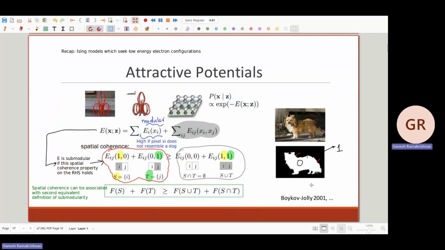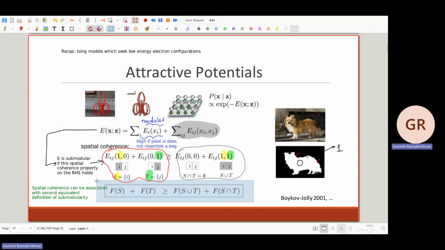So that's the first component. That's a modular function. But the second is looking at pairs of neighboring pixels and their labels, where you would expect 0, 0 to have lower energy. Is this clear? So under this condition, E is submodular. This is the spatial coherence property on the RHS. Otherwise E is not submodular. E is submodular if the E's are spatially coherent. So spatial coherence can be associated with the second component.